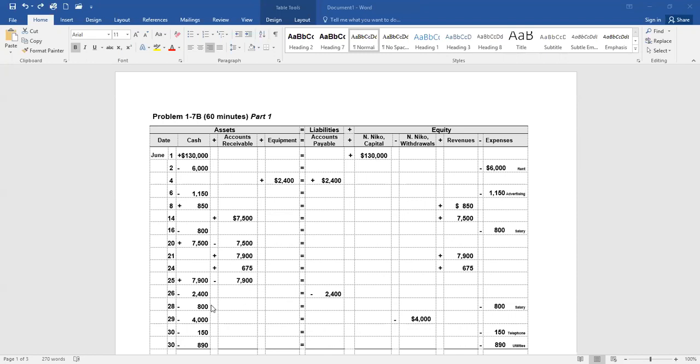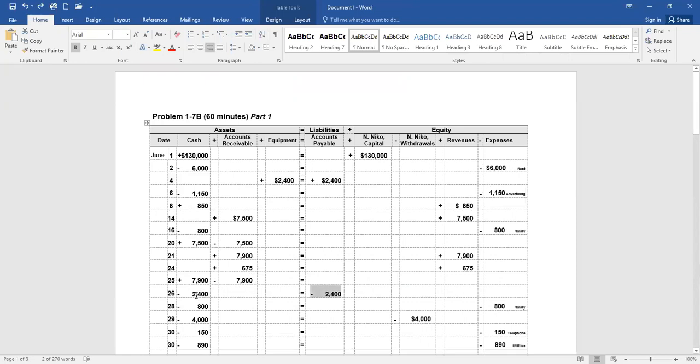The 26th, the company made payment of $2,400 cash for the equipment purchased up on June 4th. So just to bring us back to June 4th here, let's see if I can get this highlighted. There we go. June 4th, when they bought the equipment, they increased the equipment column to show that they owned more equipment. But they didn't pay for it that day, so they owe the $2,400. Well, now they're paying off that liability. They're paying it down. So they're going to decrease the accounts payable column by the amount of payment they're making and decrease cash. Decrease the cash column here because that's how they're paying for it.